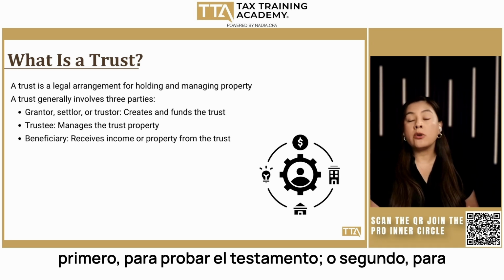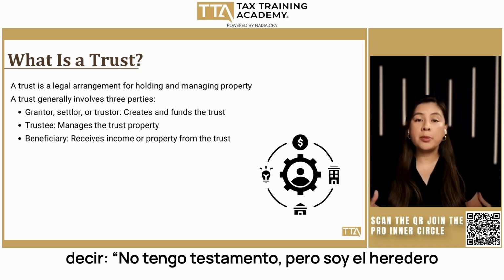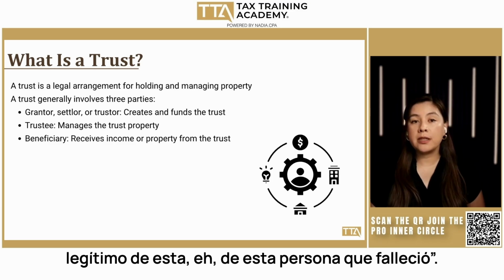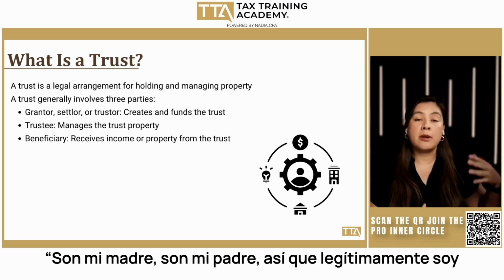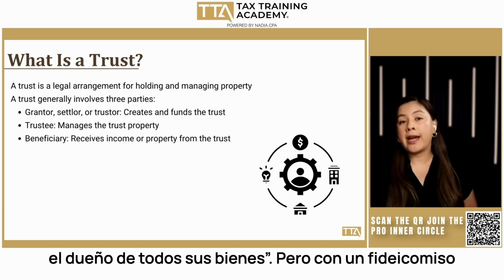One, to prove the will, or two, to say, I don't have a will, but I am the rightful descendant of this individual that passed away. They're my mother, they're my father. So I am rightfully owner of all of their assets.